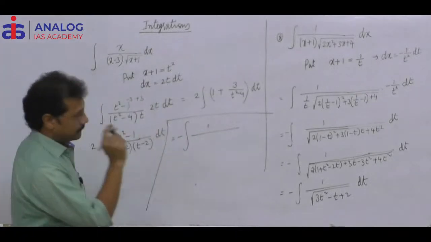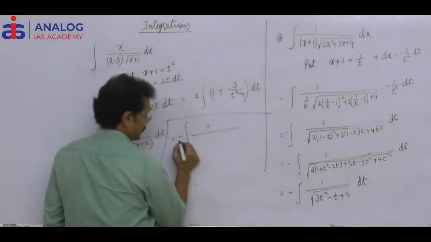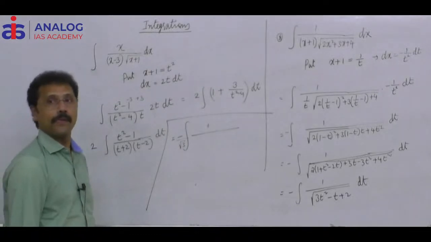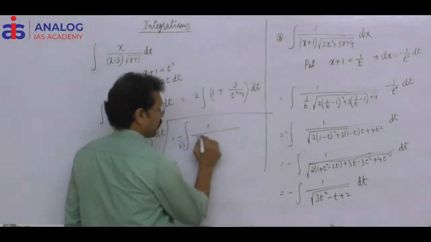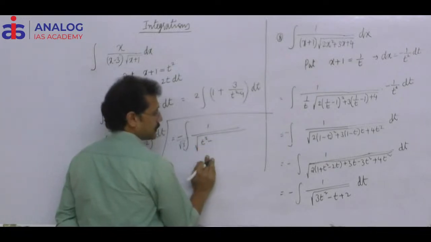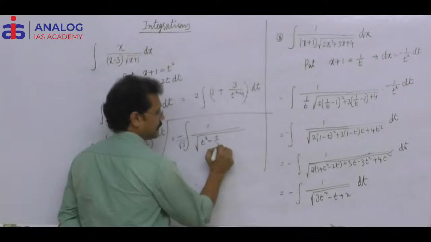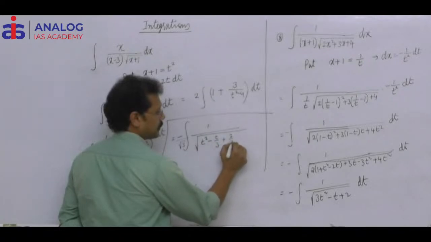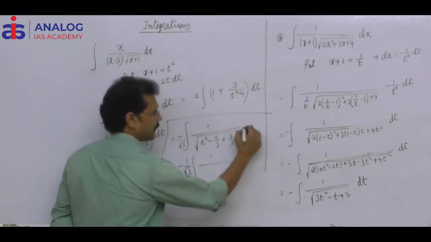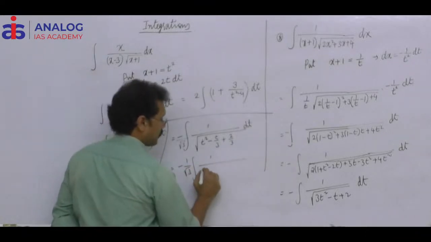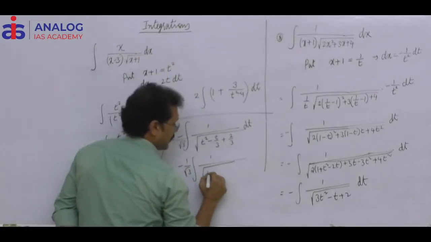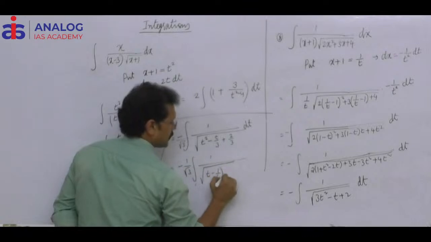Okay. Take 3 common. So by root 3, square root of t square minus t by 3 plus 2 by 3. This is minus 1 by root 3 integral 1 by dt, square root of t minus 1 by 6 whole square.